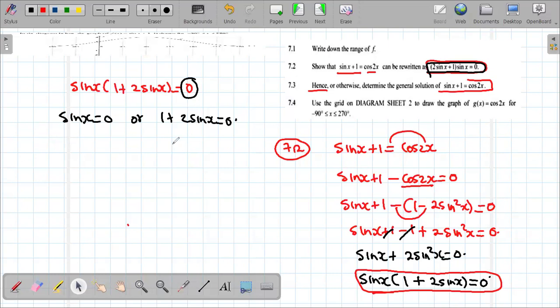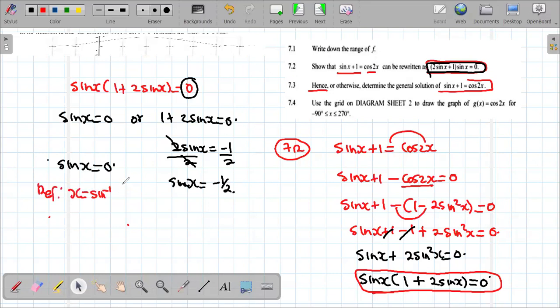Okay, let's just solve this side. 2 sine x equals -1. Divide by 2, divide by 2. This and this, they will cancel. Sine x equals -1 over 2. Now this one is still fine: sine x equals 0. Can we find the reference angle? How do we do this? x equals the inverse sine of 0. What's the answer? And here x equals the inverse sine of.